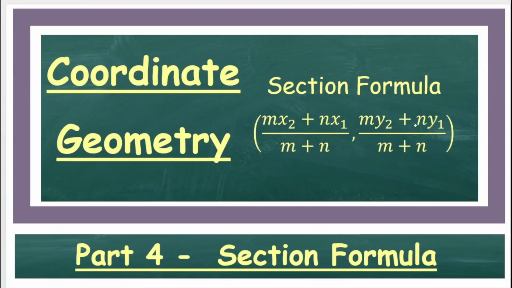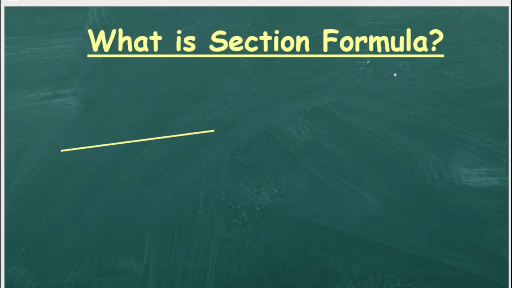Let's learn the section formula, which is one of the most important concepts in coordinate geometry. The section formula helps us to find the coordinates of the point P, which divides the line segment joining the points A, B in some fixed ratio, suppose m is to n.